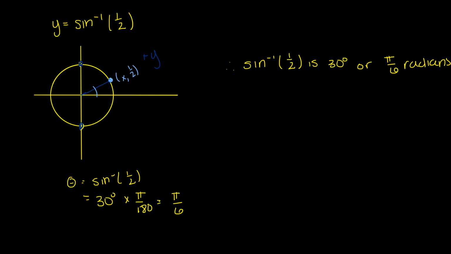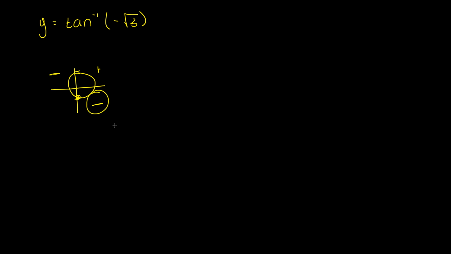What if I change this up? What if I did tangent? So y equals the inverse tangent of negative root 3. Well, again, if I'm looking at my unit circle, this would be a positive tangent. This here would be a negative tangent. This quadrant would be a negative tangent. So we have two situations where we have a negative tangent. Now we're actually looking on the domain from this point to this point. So we're going to go with quadrant 4.